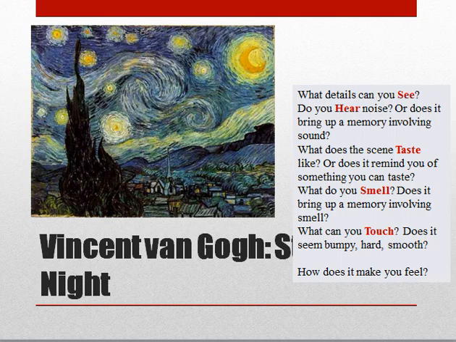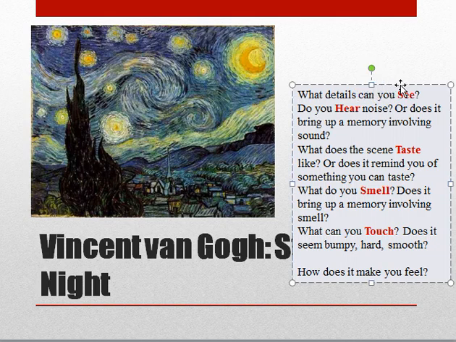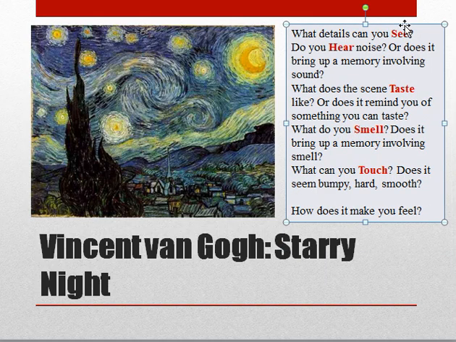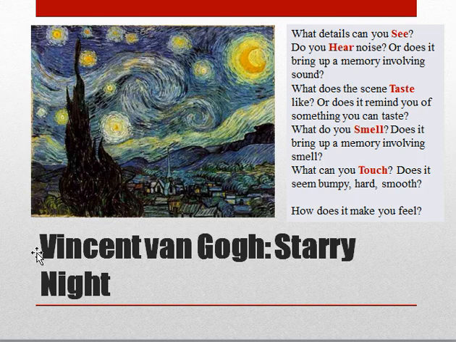So if you look at this painting by Van Gogh, what details can you see? Do you hear a noise, or does it bring up a memory involving sound? What does the scene taste like? Or something a taste might be associated with it. What can you touch, or what does the texture of this painting make you think of? Does it seem bumpy, hard, or smooth? Then also think about the emotions. How does it make you feel when you look at this painting?